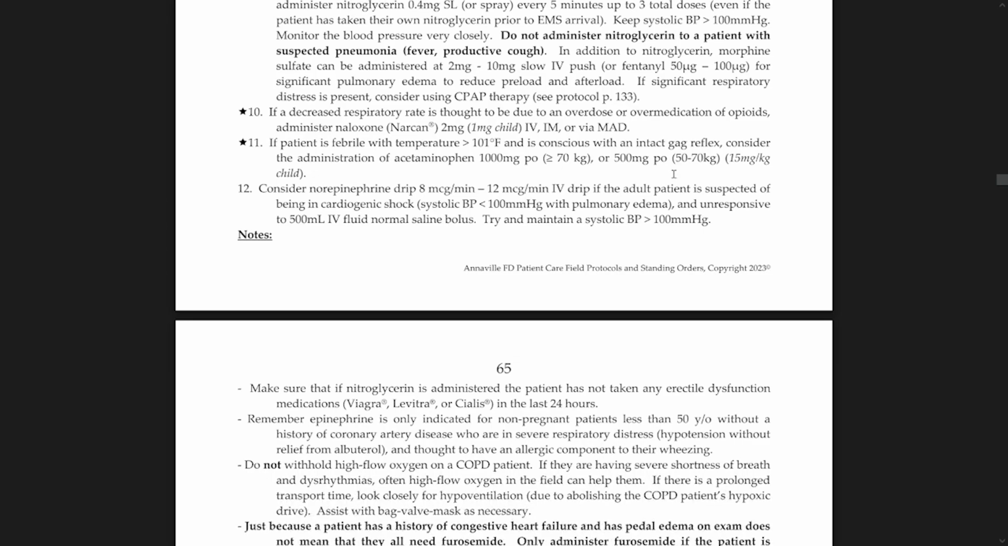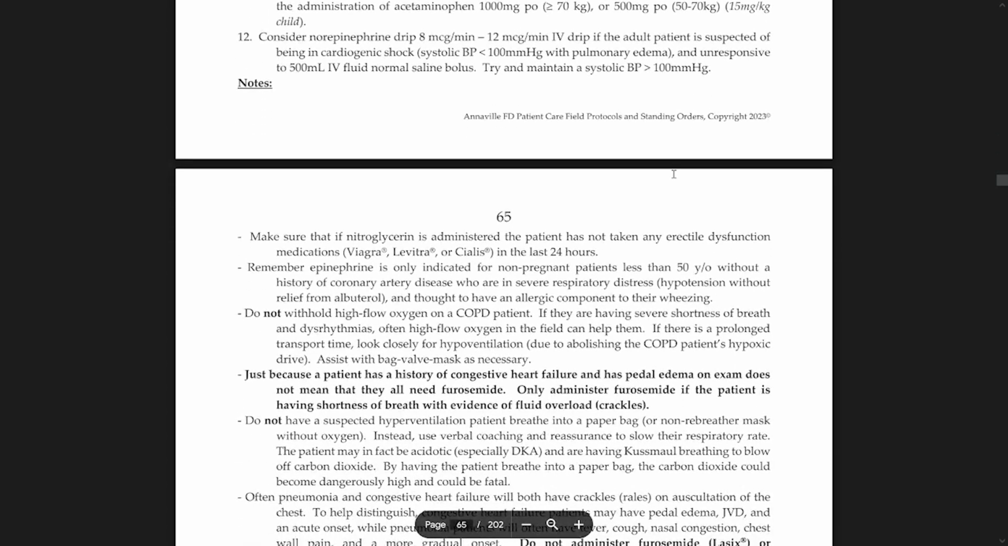Consider norepinephrine drips set at 8 micrograms per minute to 12 micrograms per minute via IV if the adult patient is suspected of being in cardiogenic shock, with a systolic blood pressure less than 100 millimeters of mercury and pulmonary edema, and is unresponsive to 500 milliliters of IV fluid. Try to maintain a blood pressure greater than 100, at least for the systolic reading.